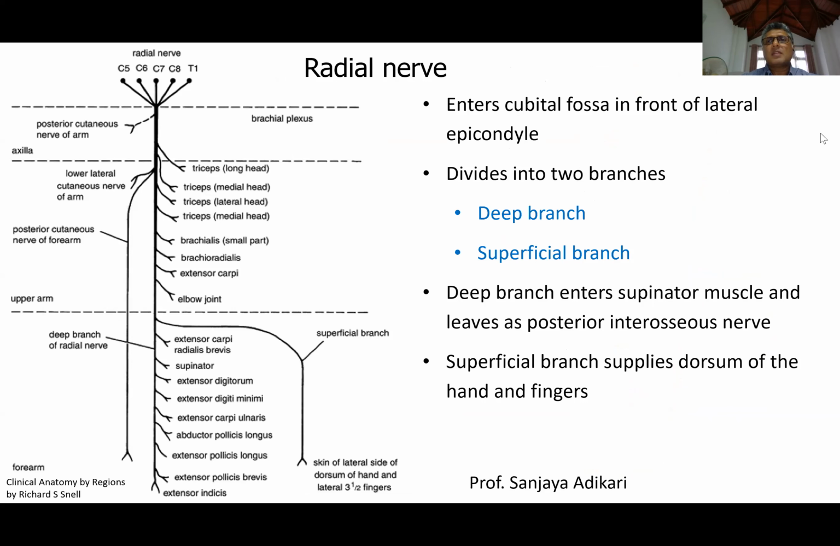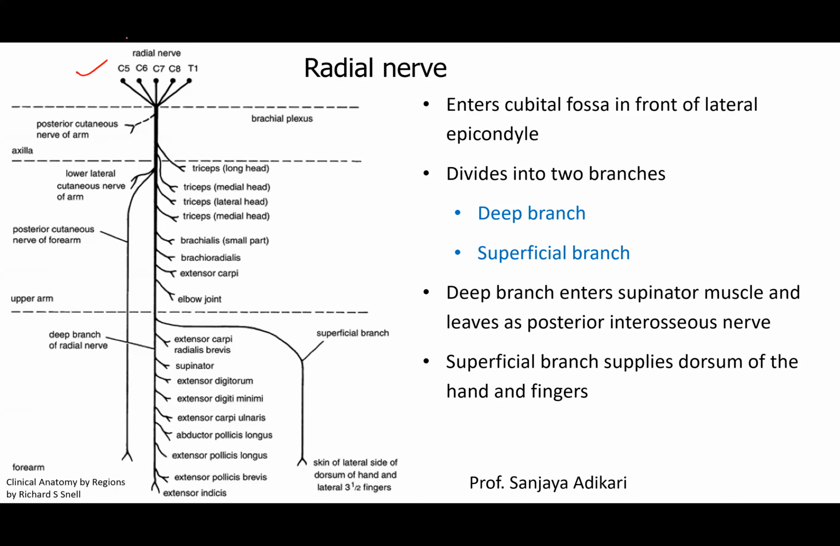Then same thing with the radial nerve. There are a lot of points about the radial nerve. Again, as I mentioned in the previous lecture, all segments of the brachial plexus, C5 to T1, are carried in the radial nerve. Okay, so that is the first point that you need to remember. C5, 6, 7, 8, T1 all carried in the radial nerve.